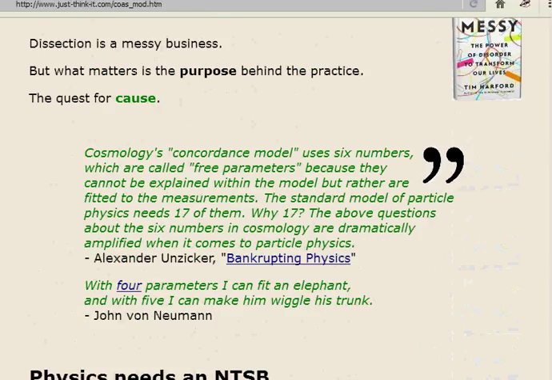Cosmology's concordance model uses 6 numbers, which are called free parameters, because they cannot be explained within the model, but rather are fitted to the measurements. The standard model of particle physics needs 17 of them. Why 17? The above questions about the 6 numbers in cosmology are dramatically amplified when it comes to particle physics. Alexander Unzicker, Bankrupting Physics. With 4 parameters, I can fit an elephant, and with 5, I can make him wiggle his trunk. John von Neumann.